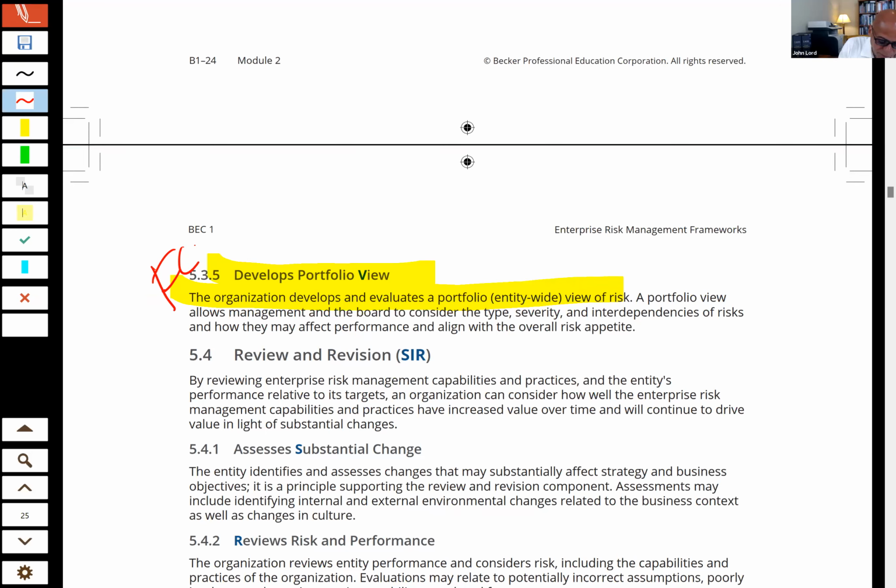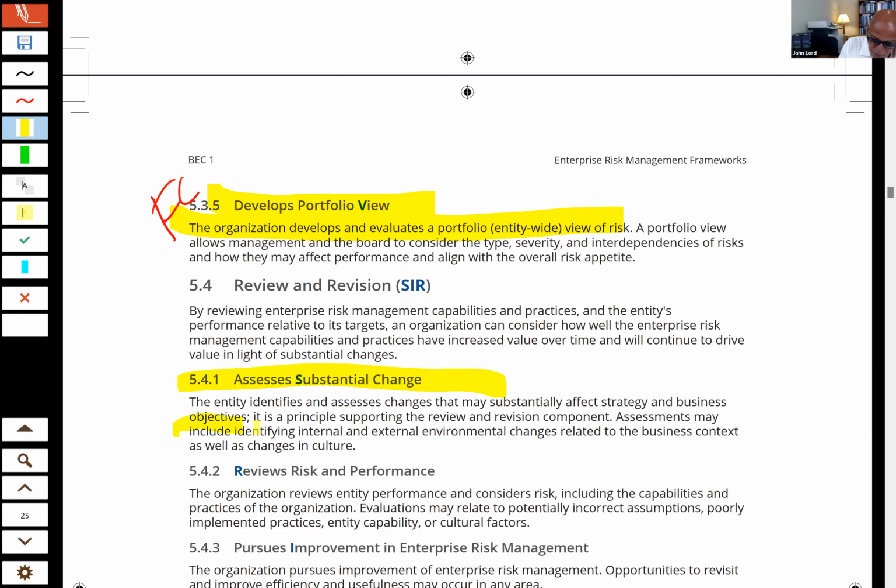Okay. Now, if there are changes, you have to assess substantial changes and include identifying internal and external environmental changes related to the business context, as well as changes in culture. And I think probably when COSO wrote this, they had no idea as to how rapidly culture would change in the world.